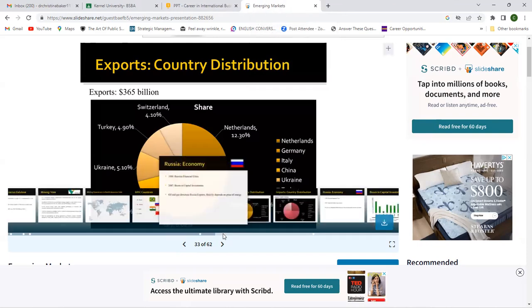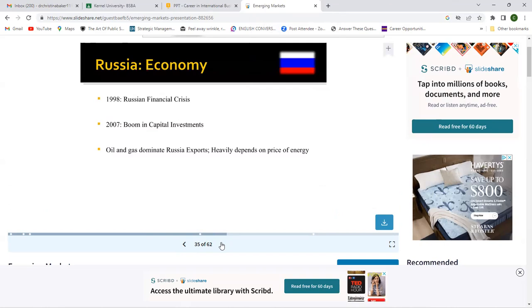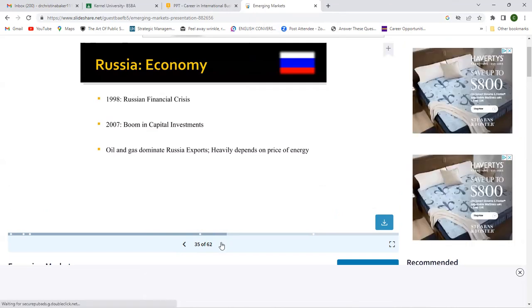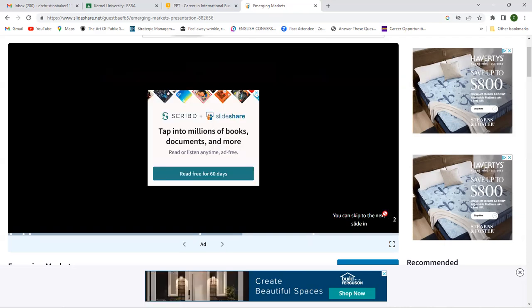Here are the exports, country distribution. Then we have the 1998 Russian financial crisis and the 2002 boom in capital investments. Oil and gas dominate Russia. Exports depend heavily on the price of energy. Aggregate fixed capital investment grew by 21.2% in the first 9 months of 2007, from 11.8% growth the same period of 2006.